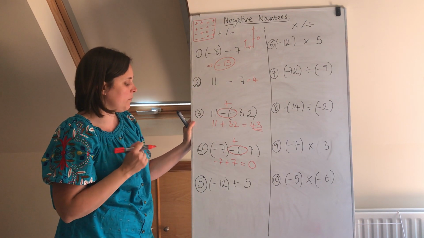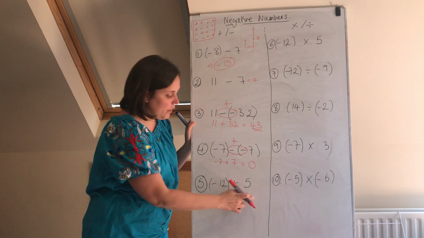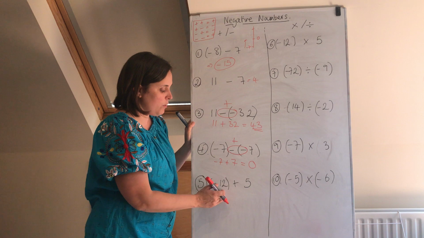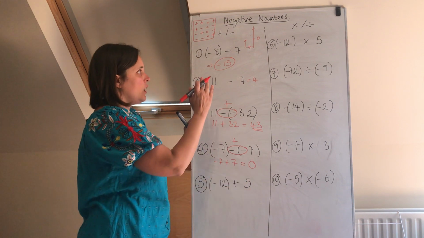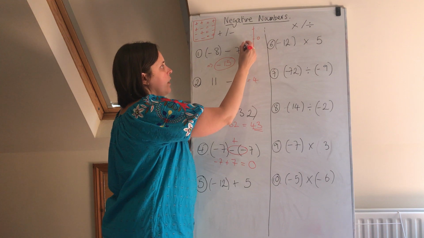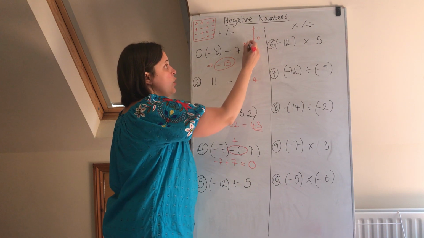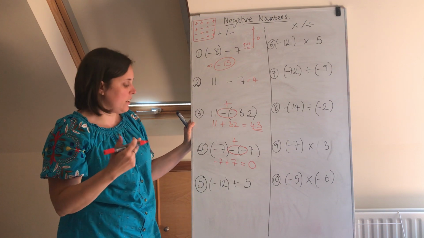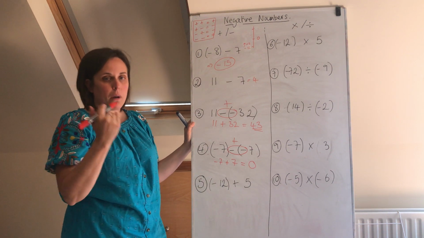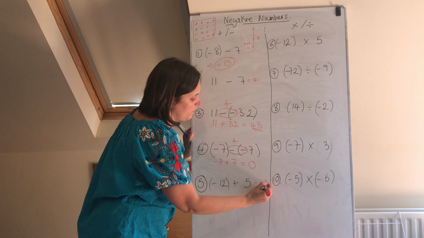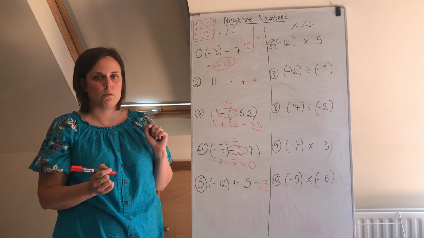Trust your instincts. Now again here, we don't have any signs next to each other, so we don't have to do anything special. It's just negative 12 plus 5. Use your number line again. So we're at negative 12, we're going to add 5. Now this time we're not going to get up to 0, okay? So where do we get to? Well, negative 12 plus 5 only gets us up to negative 7, and that is your answer, okay?